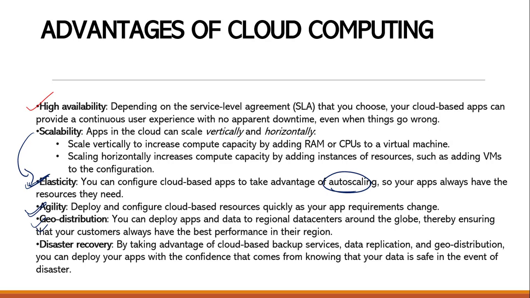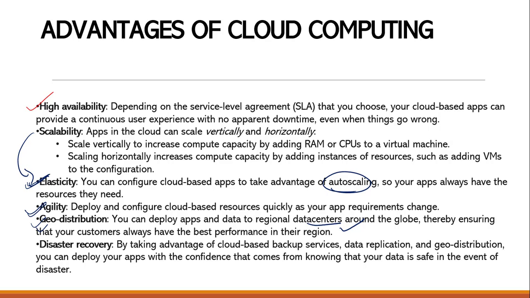Geo distribution. So you see, the footprints of these cloud providers are all across the globe. So you can take advantage of the geo distribution provided by these cloud providers, and you can spin up your services in any of the regions that you want, right? We will be talking about what regions are and what data centers are in detail. You can deploy applications and data to a regional data center around the globe, thereby ensuring that the customers always have the best performance in their region. So, for example, your concentration of users is in US West. So you will spin up a data center in a region which is either US West or some region near US West, so that when the users try to connect to your servers or applications, there is less latency in between.